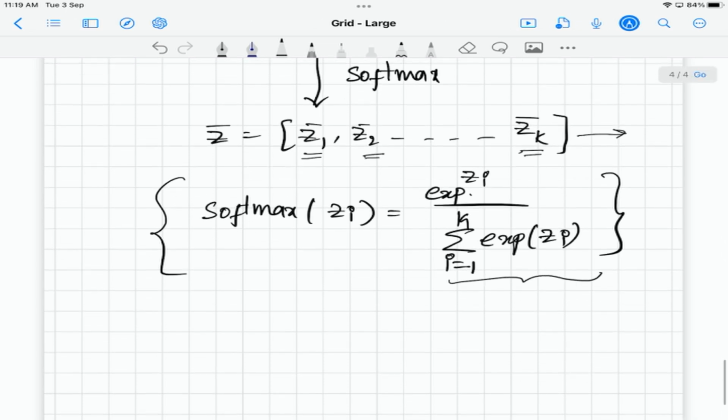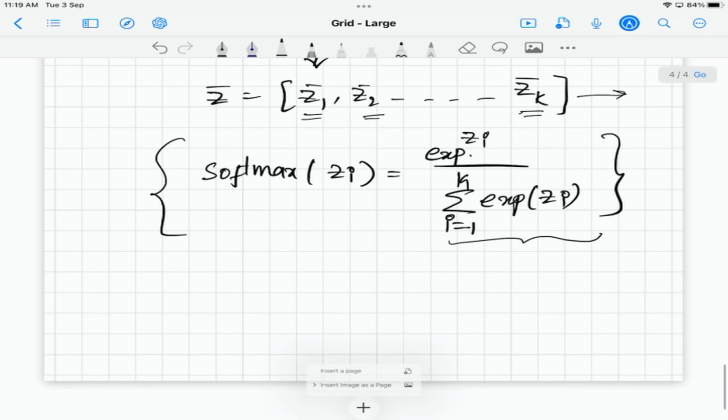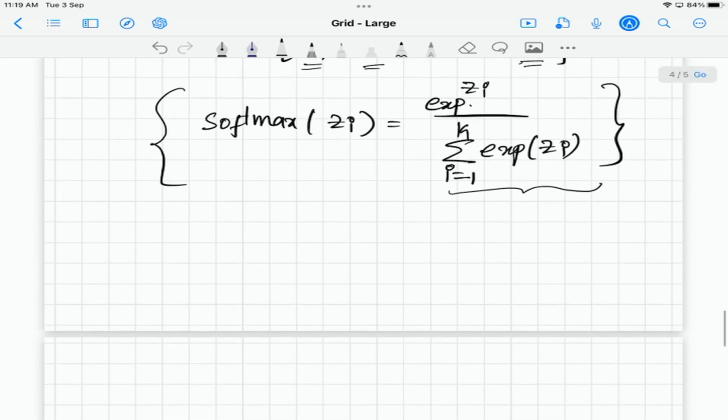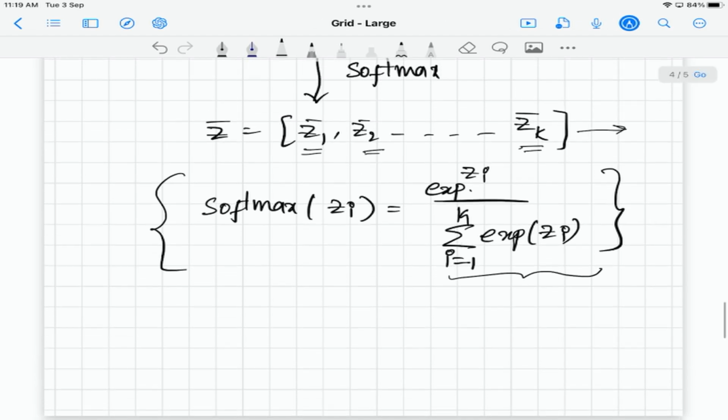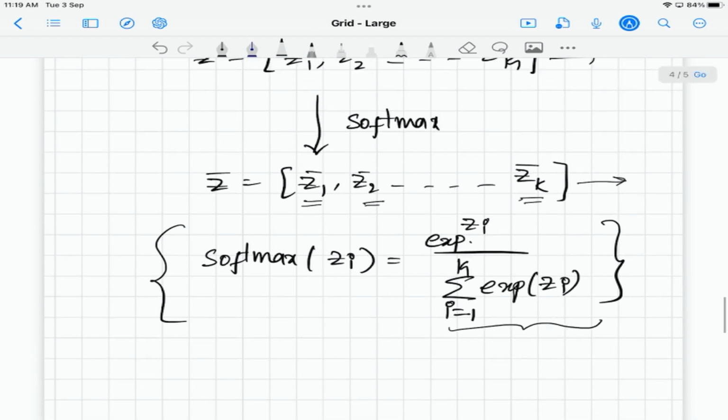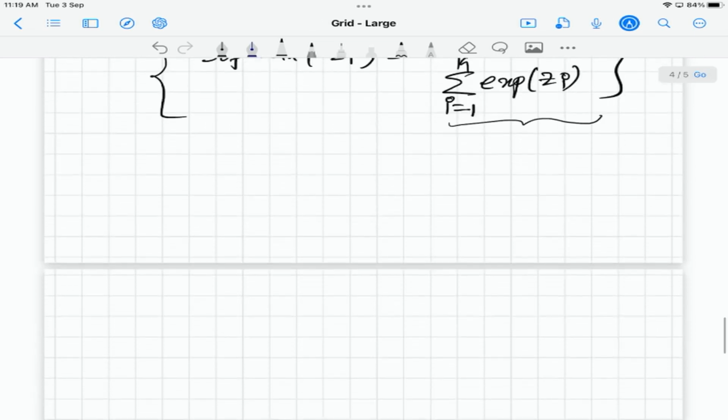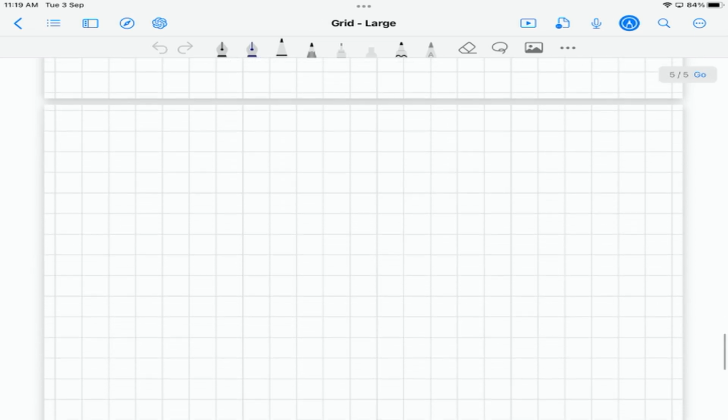Now in softmax regression, or K-class logistic regression, we will use softmax, and in binary classification we will use just sigmoid. Fine. Now we'll see how to learn a logistic regression model.